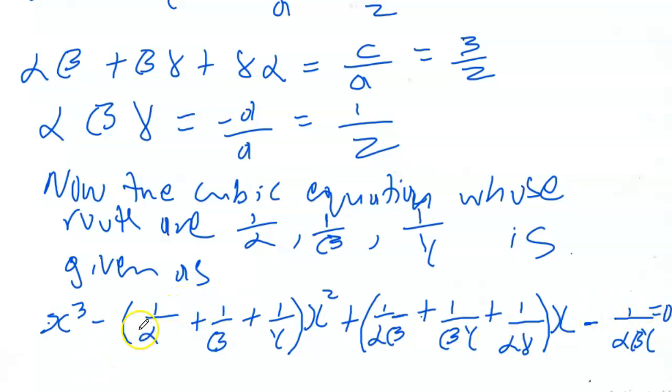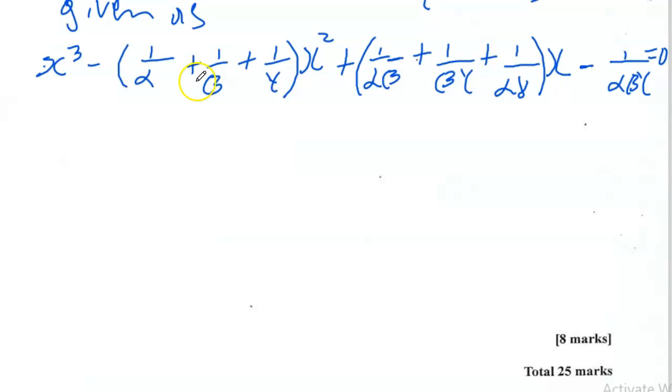So let's work out the coefficients now: 1 over alpha, 1 over beta, 1 over gamma. Notice in the first bracket we have the sum of the roots, we have the sum of the products, and we have the product of the three roots as a constant. So let me start from the right and work out the constants first: 1 over alpha times 1 over beta times 1 over gamma.